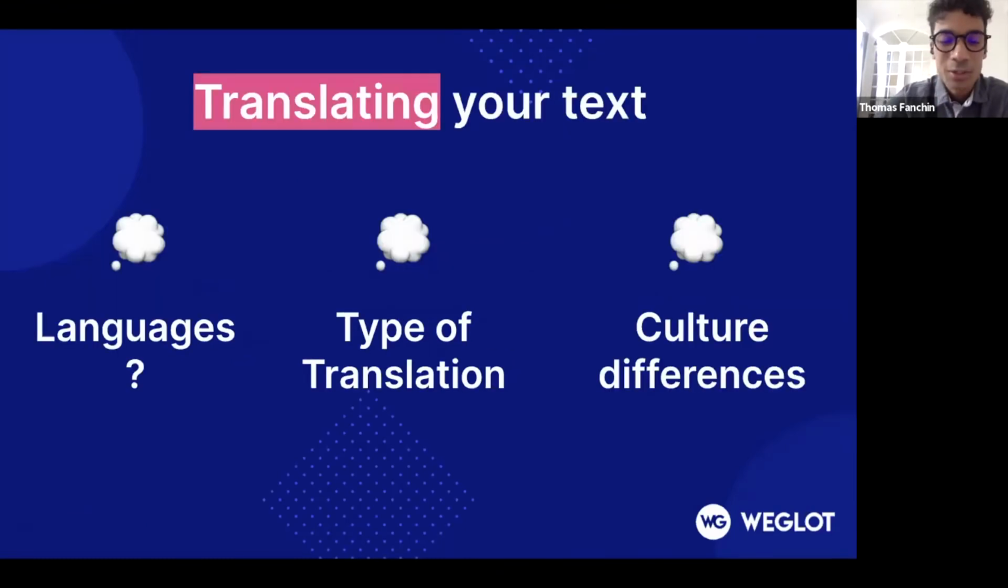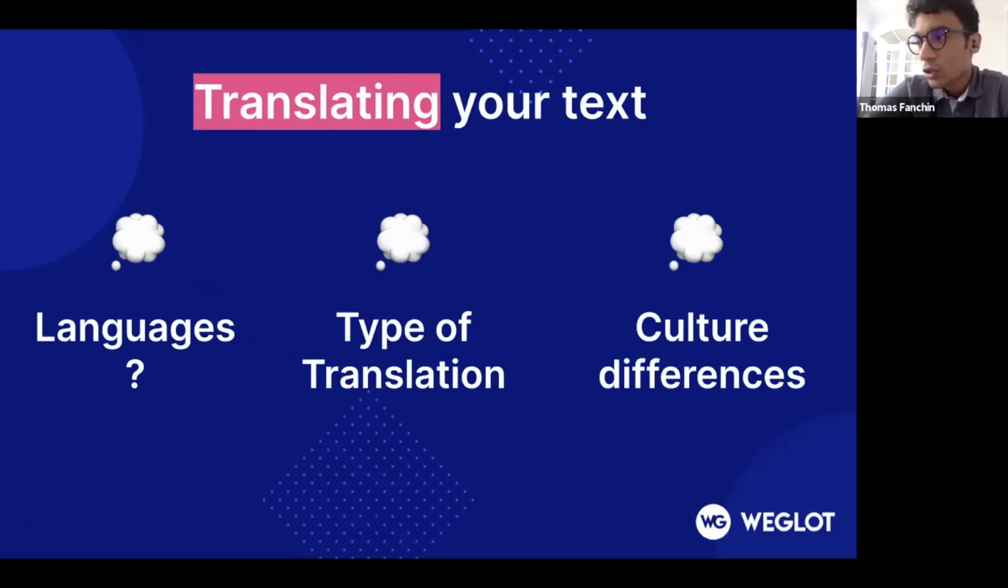So translating your text, you should always keep in mind 3 things: the languages, the type of translation, and the culture differences. About the languages, it's more about picking the right languages. It really depends on your strategy. If, for example, I'm a cat food company in France and I choose to target, for example, the UK and Spain and Germany, then I'm going to pick naturally German, Spanish, or English, for example.